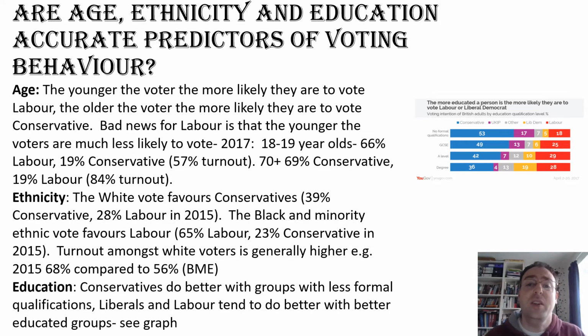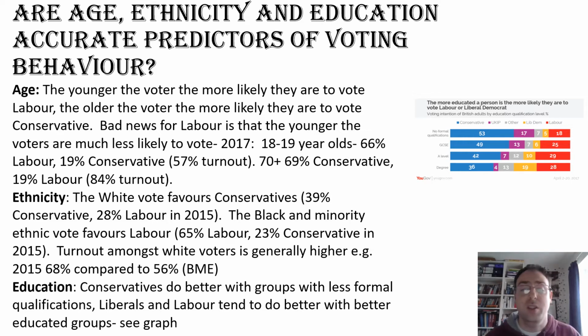So age, ethnicity, education, are they accurate predictors of voting behaviour? Well, they can be, actually. Age seems to be one of the ones with the strongest connections, and this predominantly means that if you're under 40, there's a very good chance that you'll vote Labour. If you're over 40, then there's a very, very good chance that you will vote Conservative. The bad news for Labour on this, as already mentioned, is that younger voters are less likely to vote.